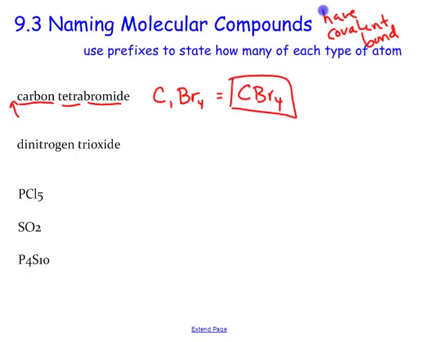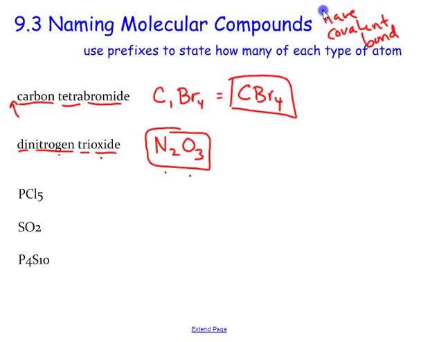Dinitrogen trioxide. Di means two. Nitrogen is, of course, nitrogen. So this would be N2. Trioxide. Three oxygens. O3. There it is. It's quite simple. So the order that the names are given in is the order that you will write them in the formula. So just follow that and you really can't go wrong.